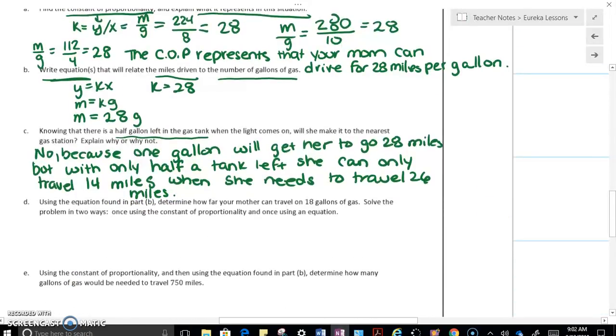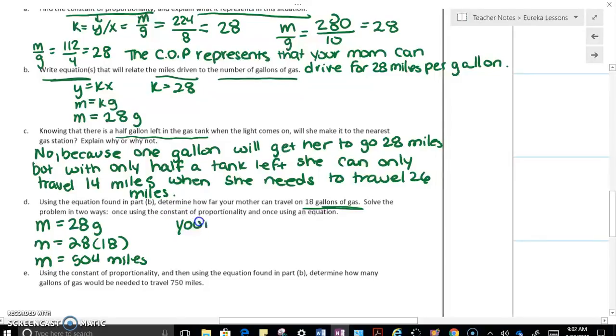Using the equation found in part B, determine how far your mother can travel on 18 gallons of gas. The information found in part B is our equation. I'm going to go with m is equal to 28g. Okay, so 18 gallons of gas, so I'm going to replace g with 18. Therefore, m is equal to 504 miles. Your mother can travel 504 miles on 18 gallons of gas.